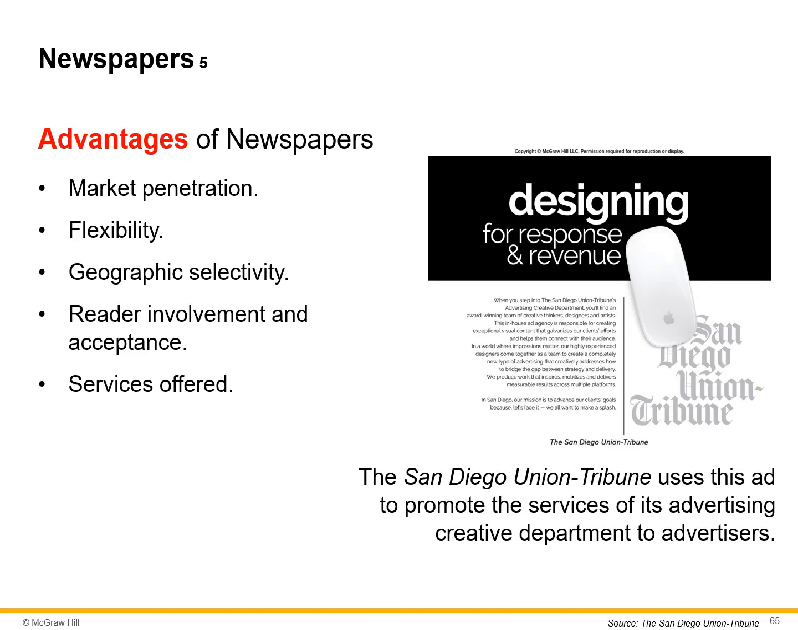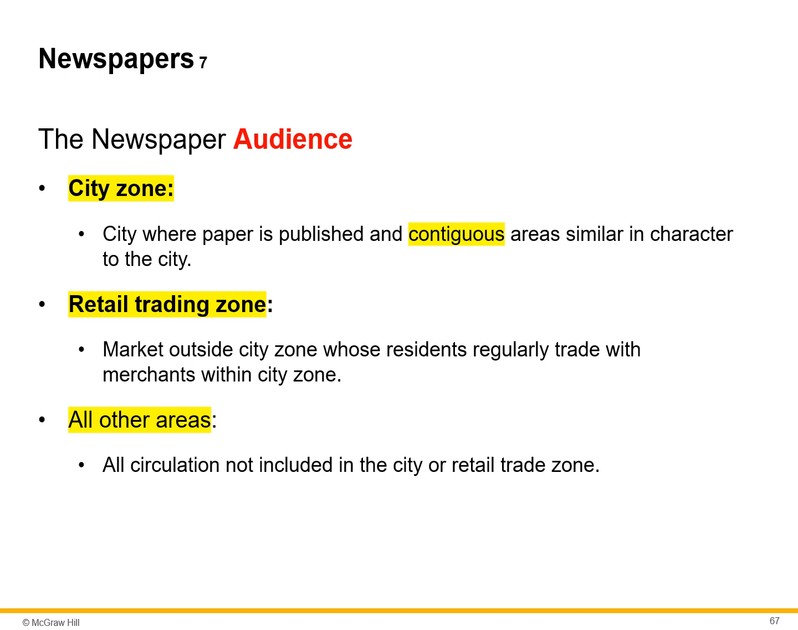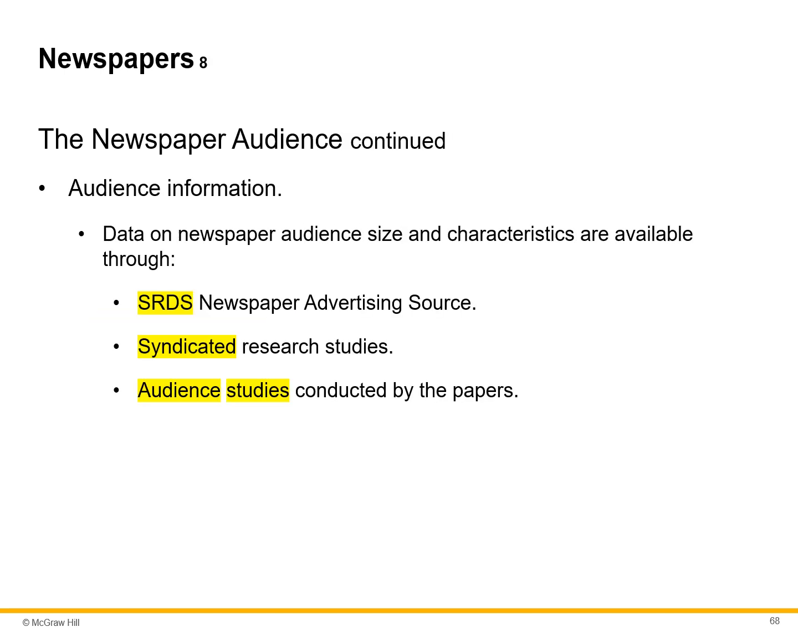Advantages of newspapers: deep penetration into the market, flexibility, some geographic selectivity, reader involvement, acceptance, and services offered by newspapers. Limitations: reproduction quality is poor, lifespan is short, selectivity is lacking, and clutter. For the newspaper audience, you can look at it by city zone, where the paper is published and contiguous areas similar to the city, retail trading zones, and other areas. Audience information comes from SRDS, newspaper advertising source, syndicated research, and audience studies.